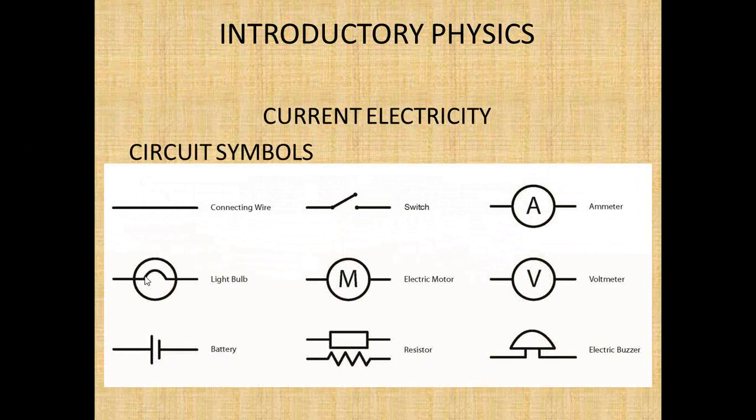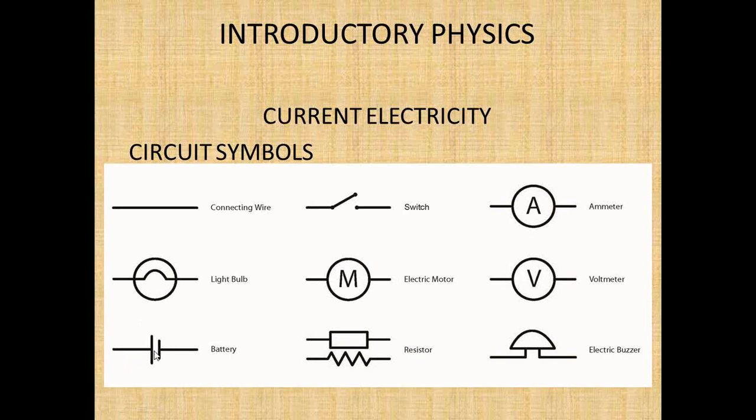So for the simple circuit, you have the bulb. That is, you're going to convert your electric energy into light energy. And the bulb is represented like this. If you have an electric motor where your electric energy is converted into mechanical energy, then this is the symbol for that. The voltmeter just measures the voltage. It measures the voltage.